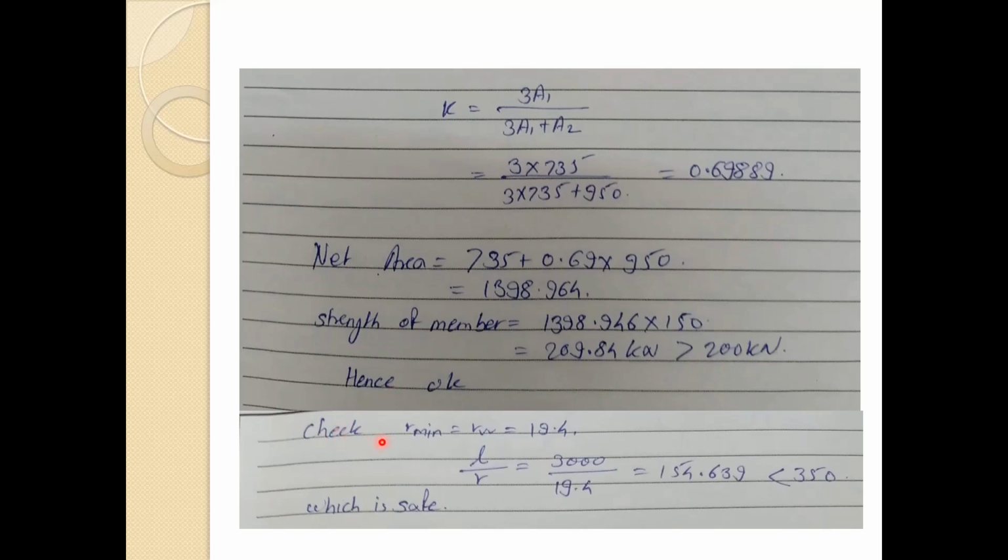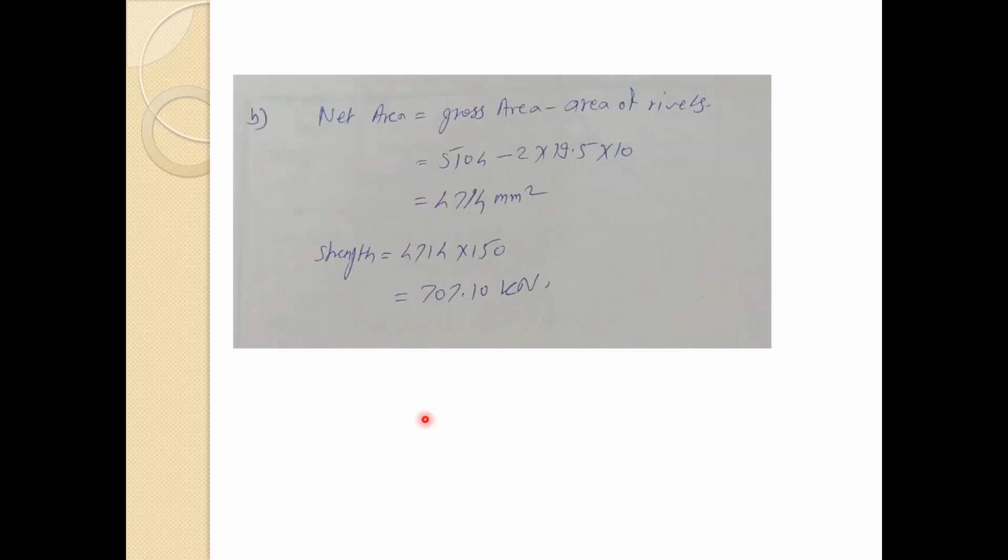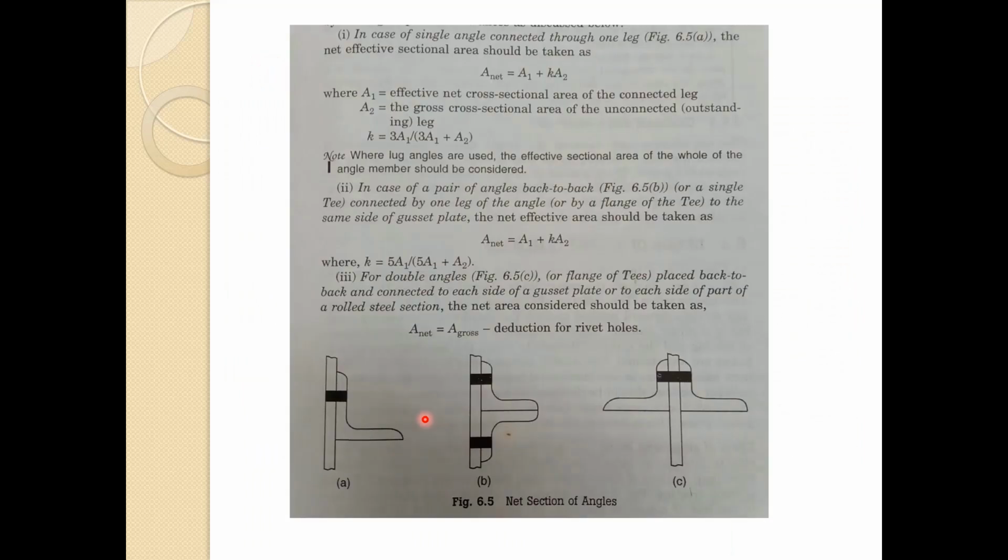Now we check the minimum slenderness ratio. For that we require r minimum, which is given in the steel table. For the angle section, we might have discussed earlier, we have the axes xx and yy.